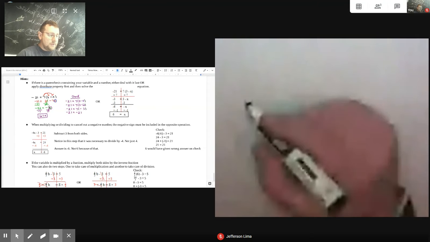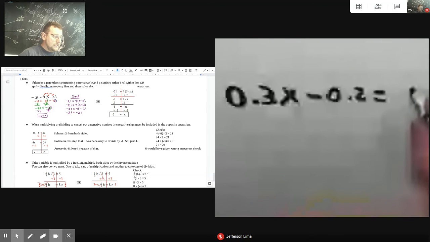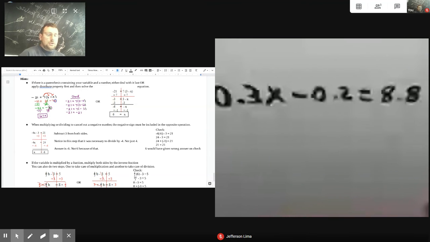So let's see, for example, you have 0.3x minus 0.2 equals 8.8, let's say. Okay, so let's say this is your problem right here. So you just do this as if they were numbers that were decimals, right?